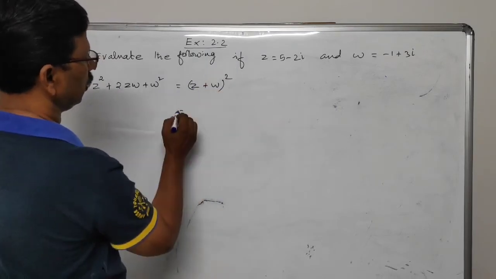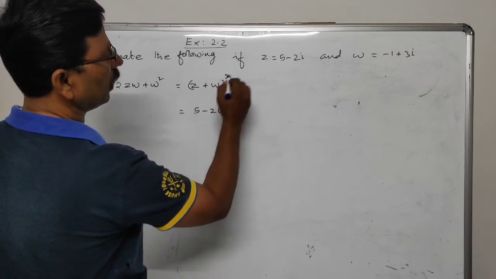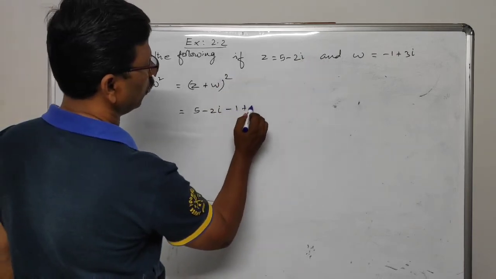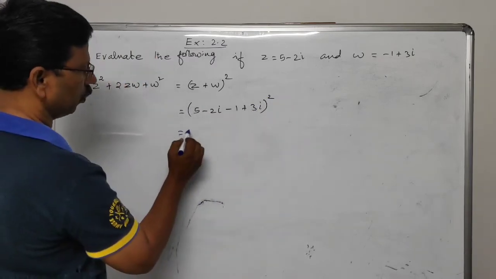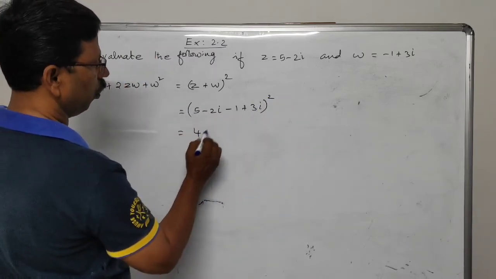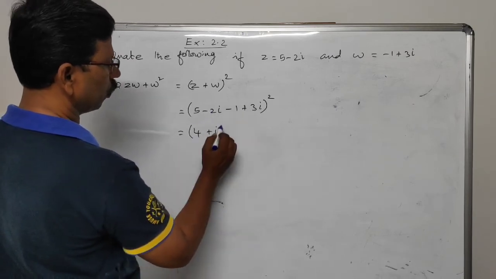Now, what is z? 5 minus 2i, plus what is w? Minus 1 plus 3i, the whole square. Which is equal to 5 minus 1 is 4, then minus 2i plus 3i becomes i, the whole square.